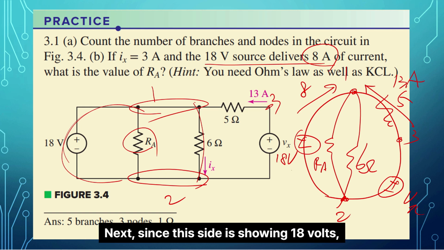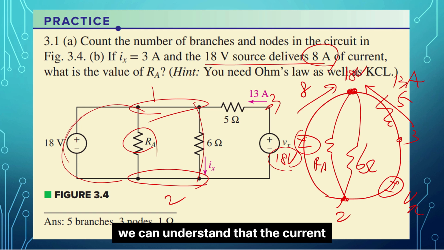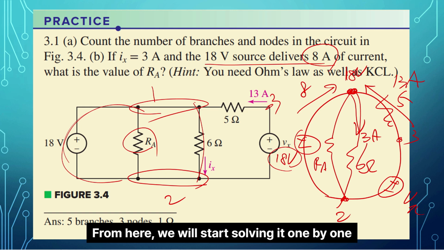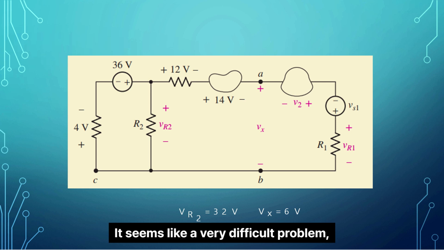Next, since this side is showing 18 volts, we can understand that the current flowing this way is a three-phase current, right? From here, we will start solving it one by one. It seems like a very difficult problem. But take a look at it.